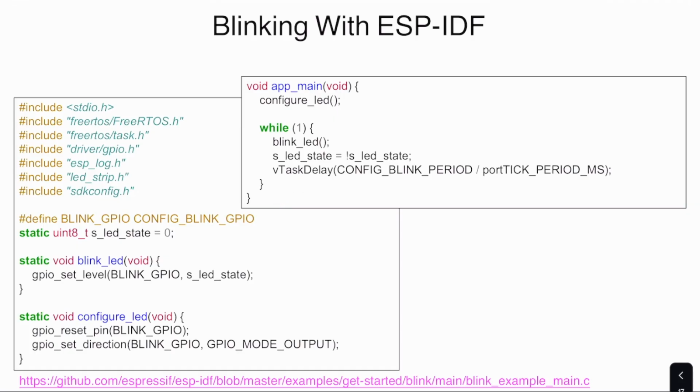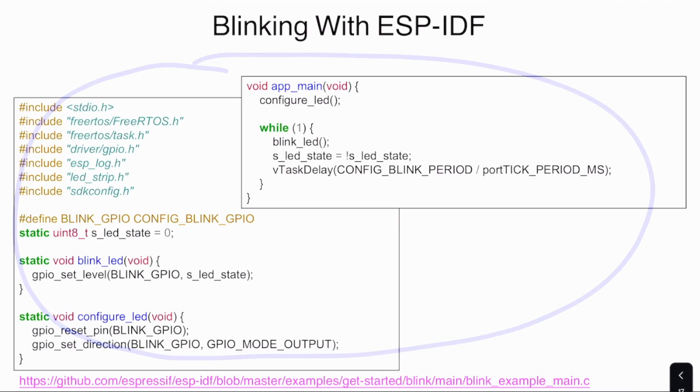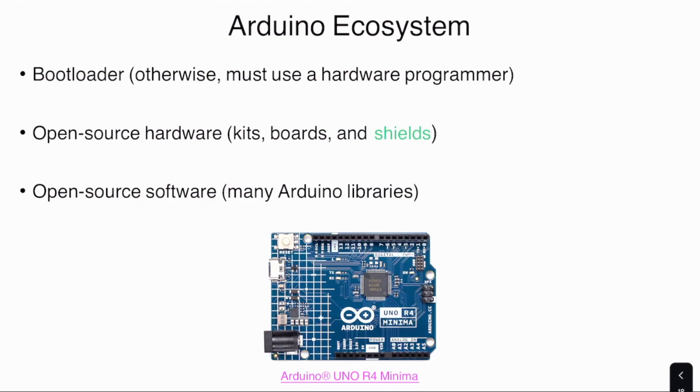So not too bad, but doing this same code with two LEDs blinking at different rates would be a bit of a nightmare to write. So we're going to have a bit of a happy medium using the Arduino ecosystem, which I'll introduce in the next video.